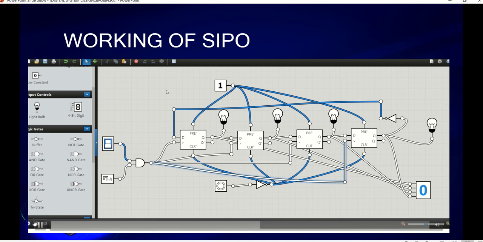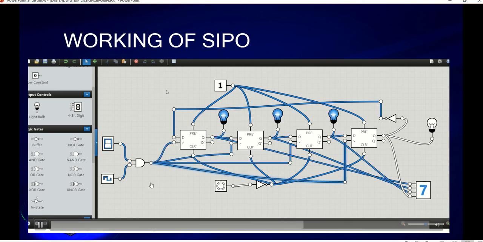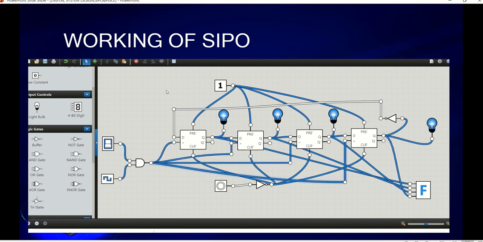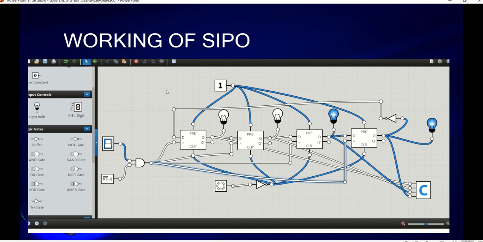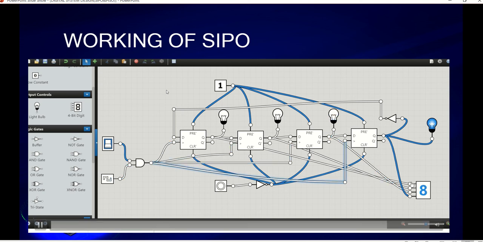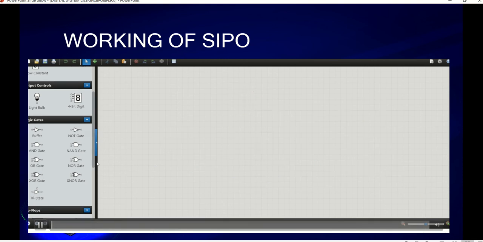And now we will be requiring a 4-bit digit display which is connected to the Q port of each and every D flip-flop. So you can see it here. It is connected here and it is also connected. With the help of this 4-bit digit display, we can see the output of the serial in, parallel out shift register. So we are seeing the output of this. So this is the working of serial in, parallel out.